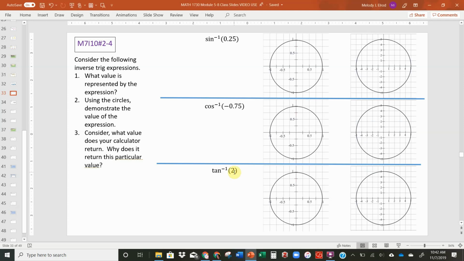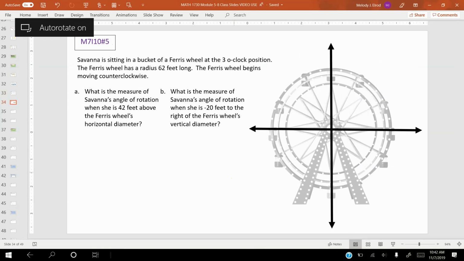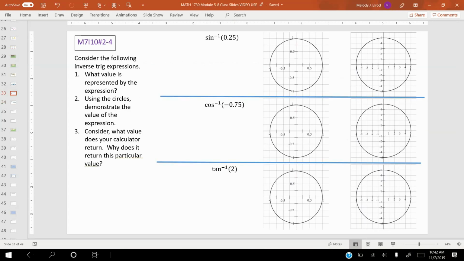Now that we know what our inverse trig functions are doing and how we define them, let's take a moment and consider some practical examples. For example, Module 7 Investigation 10, problems 2 through 4 present us with this information. And they ask us what value is represented by the expression, and then using the circles, demonstrate the value of the expression, and then consider what value your calculator returns, and why does it return that particular value.